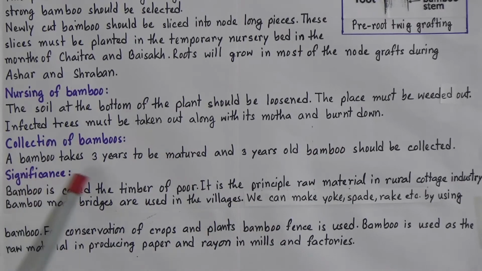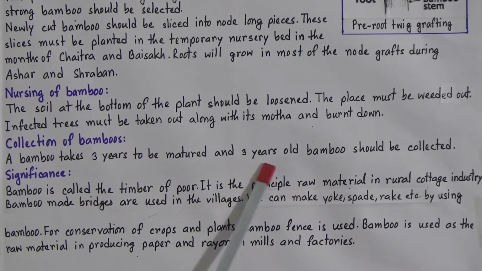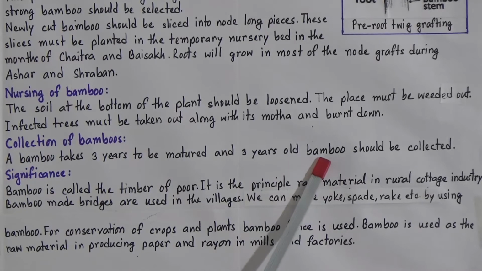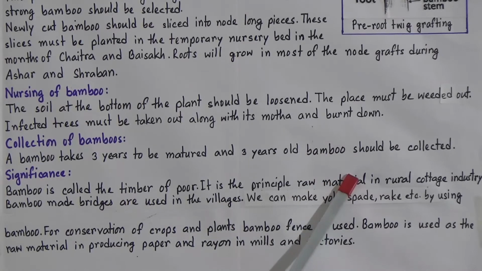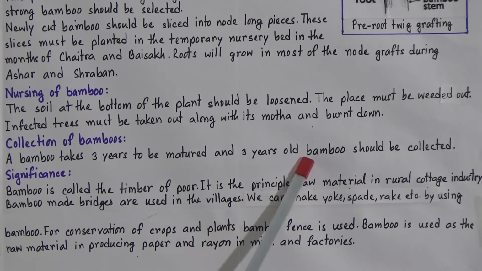Now the collection of bamboos. Bamboo takes 3 years to mature, and 3 year old bamboo should be collected. So a bamboo takes 3 years to mature. So when we cut the bamboos, we will collect the bamboos after 3 years. When the bamboo is 3 years old, we will collect it, and it should be remembered that we will not cut bamboo during the planting time, as it is harmful for the bamboo.